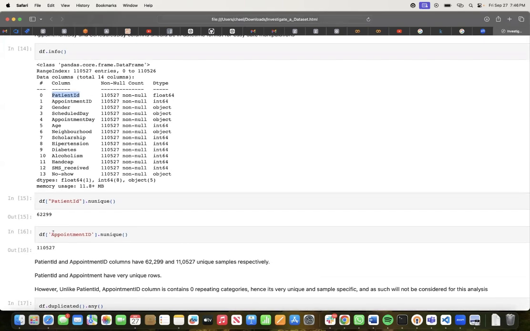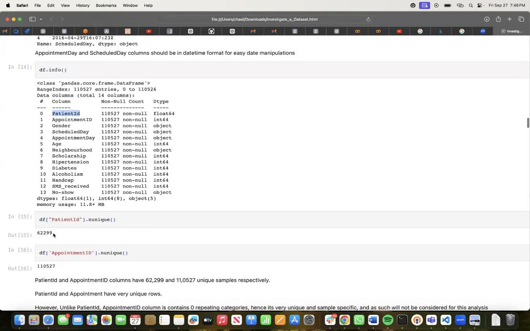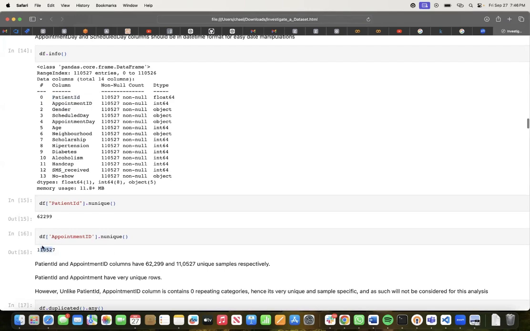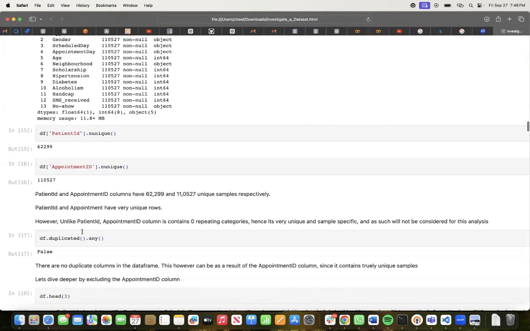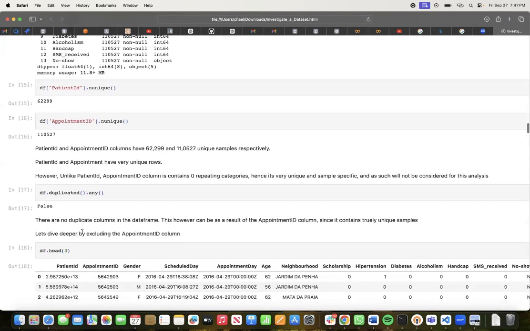Why are the patients booking appointments more than one? The moment you find this out, you can now begin to answer that question. Why? Then you explore. It's a beautiful story. Now, okay.